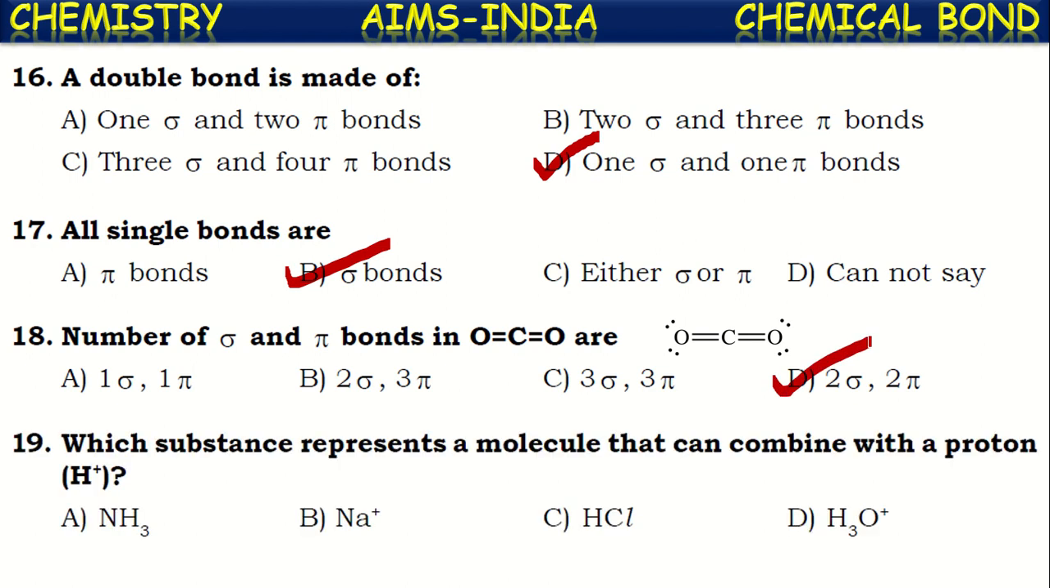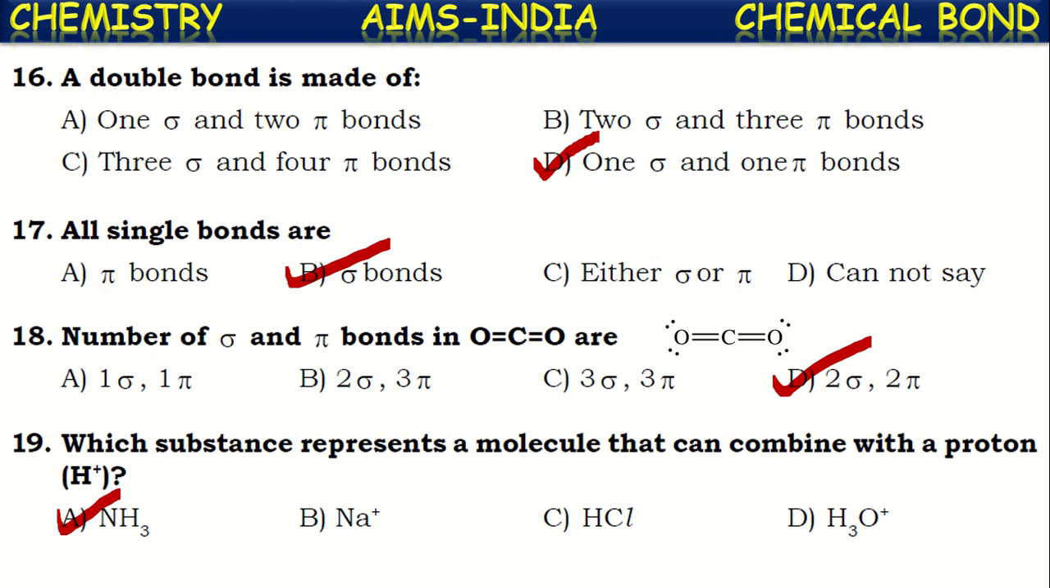Next, which substance represents a molecule that can combine with a proton? So generally a proton can participate in bond formation by accepting a pair of electrons. So the molecule or ion which is ready to donate a pair of electrons can participate in bond formation with H plus ion with a dative bond. See here in the given molecules, out of these all, the ammonia molecule has a lone pair of electrons on the central atom nitrogen. So that can donate that pair of electrons to H plus and thus they form a dative bond. Okay, ammonia can participate in the bond formation with that.